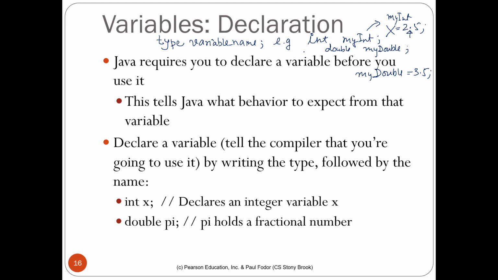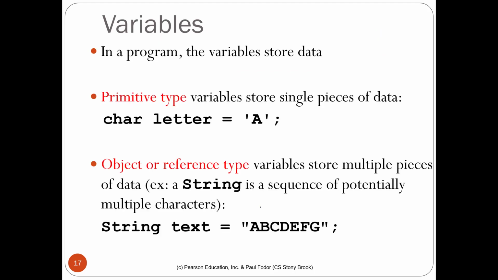That's the purpose why you should declare your variable. Java requires you to declare your variable before you use it. Why? Because it will tell Java what behavior we should expect from it. How do we declare a variable? The way we have done it, the type followed by variable name. So this statement is declaring x to be an integer variable. The second statement is declaring pi to be a fractional number. Okay, let's move on.